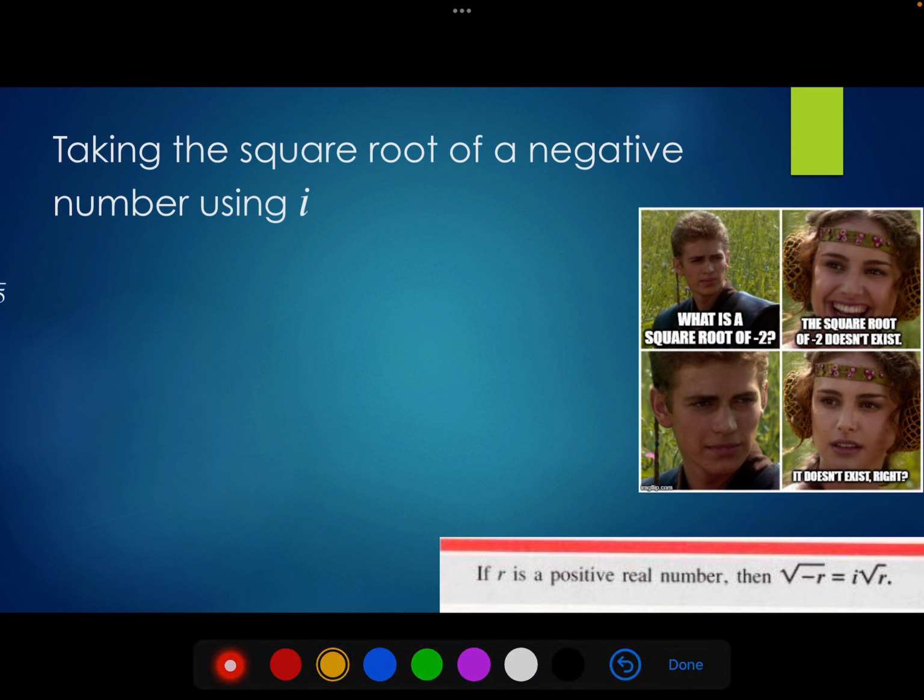So if we work on this example here, we want to take the square root of -25. To do that, we have to apply our rule that's down here in the bottom right corner. 25 is our r value, so the square root of -25 should just be equal to i times the square root of 25. And now from here, we know what the square root of a positive 25 is. It's just 5. So this is equal to i times 5. And then just for standard notation of how we write out these imaginary numbers, we write it as 5i.